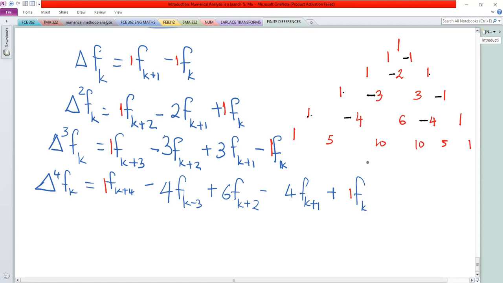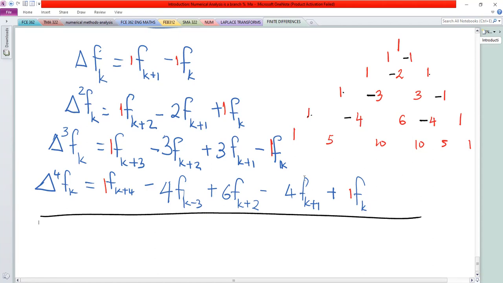So this is how we can find those higher differences. And from the trend, you can always use the coefficients in the binomial expansion to get the specific values of the higher order differences.